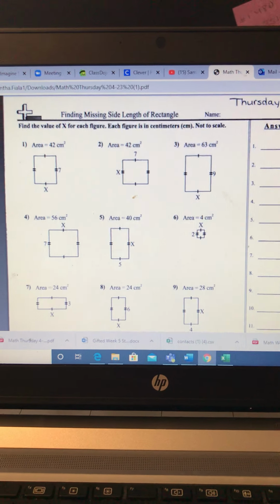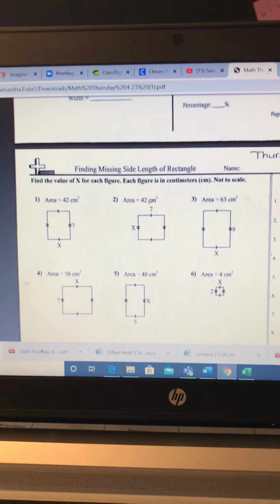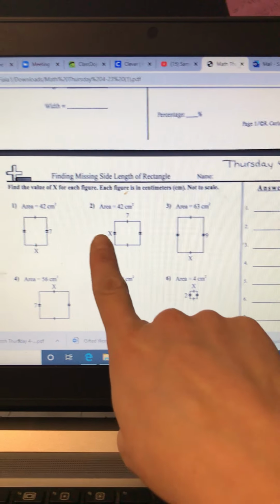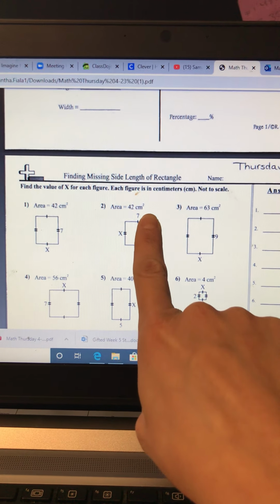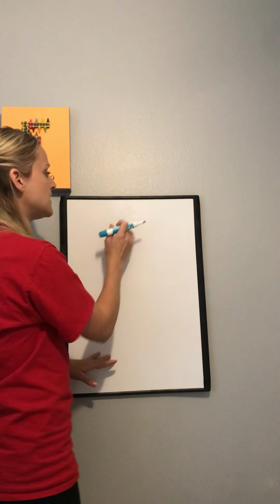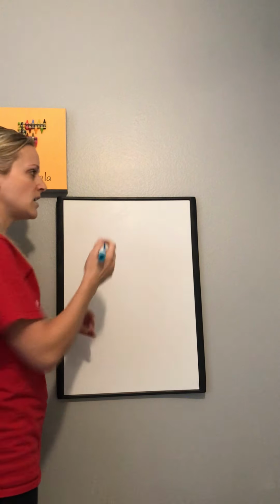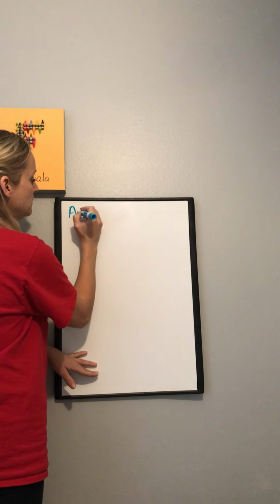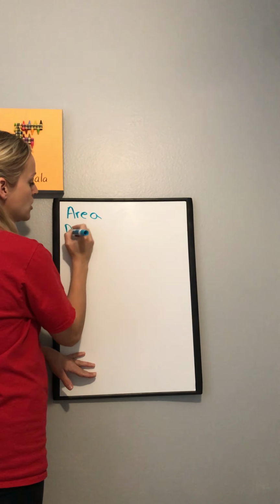Alrighty, so I'm going to turn this around and I'm going to go over area and perimeter with you and how to find that missing side when you're given the area. Okay, so today's lesson is on area and perimeter. I just want to review a little bit about how you find area and how you find perimeter.